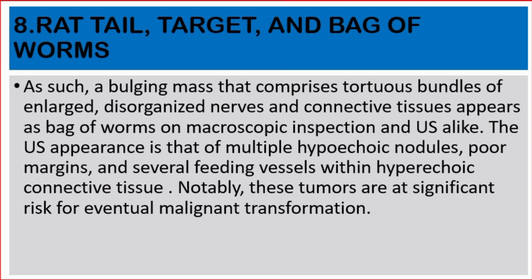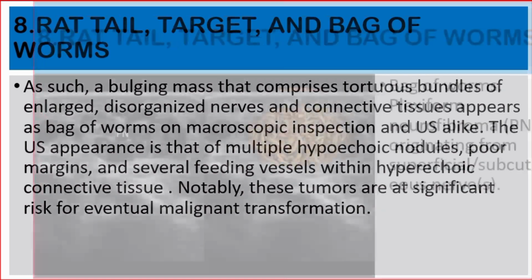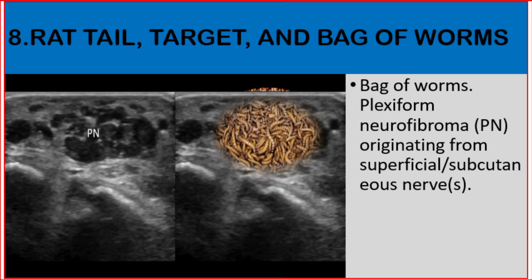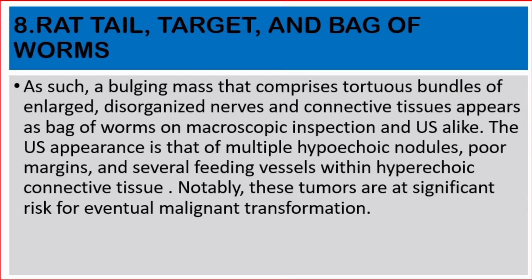As such, a bulging mass that comprises tortuous bundles of enlarged, disorganized nerves and connective tissues appears as a bag of worms on macroscopic inspection and ultrasound alike. The ultrasound appearance is that of multiple hypoechoic nodules, poor margins, and several feeding vessels within hyperechoic connective tissue. Notably, these tumors are at significant risk for eventual malignant transformation.